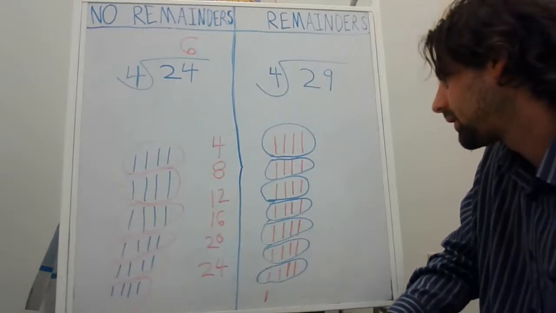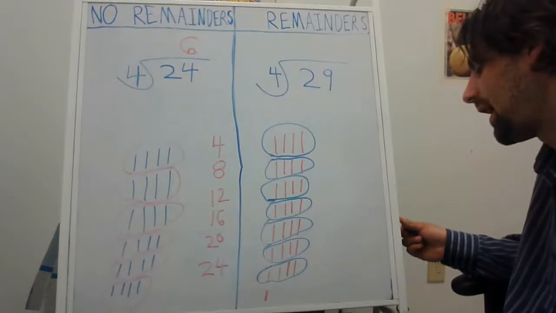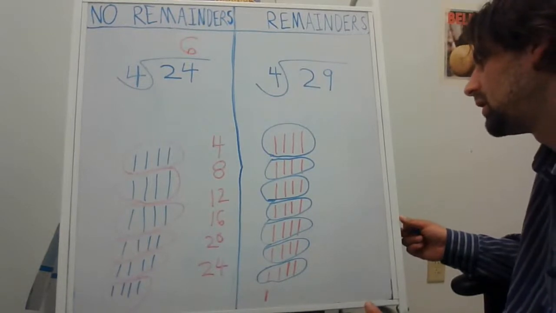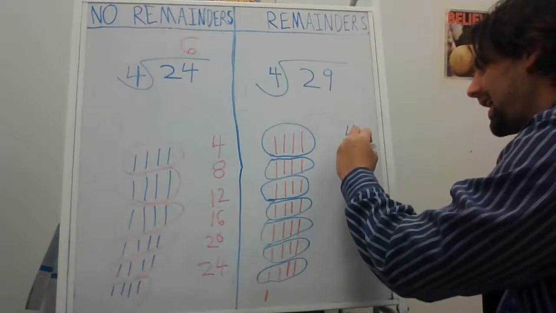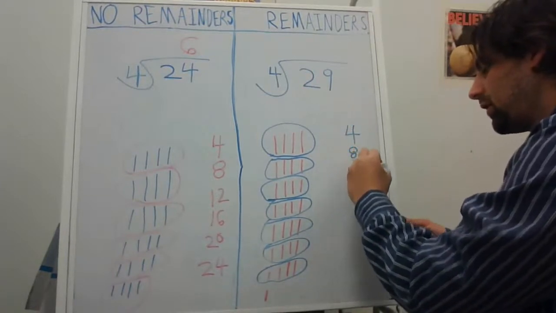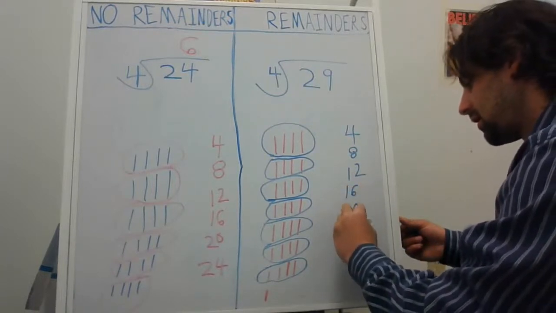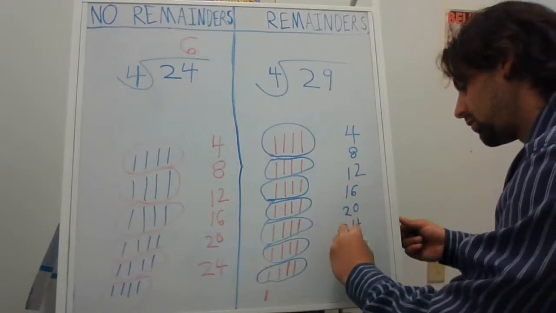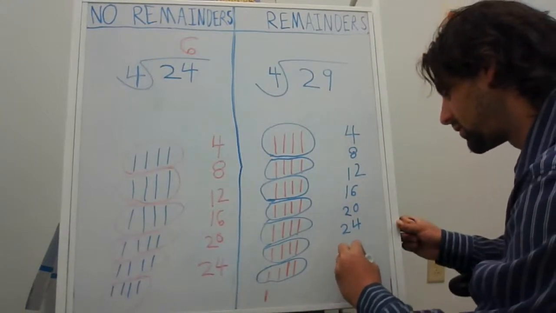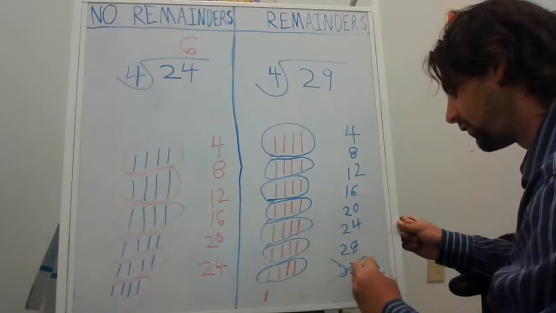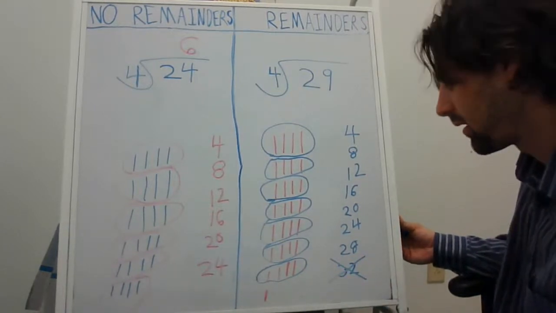All right. So that's one way to figure it out. I have 7 groups of 4 here. Now I'm going to skip count by 4s. Ready? 4, 8, 12, 16, 20, 24, 28. And again, if I counted by 4 again, I would be at 32, but that's too far. That would be past the number that we're trying to get to here.